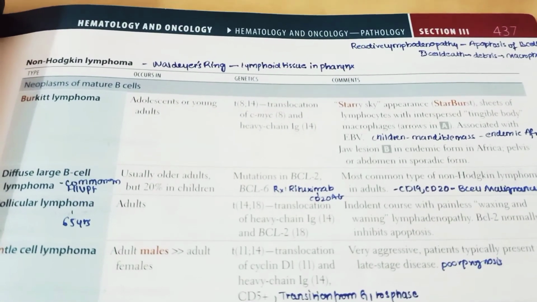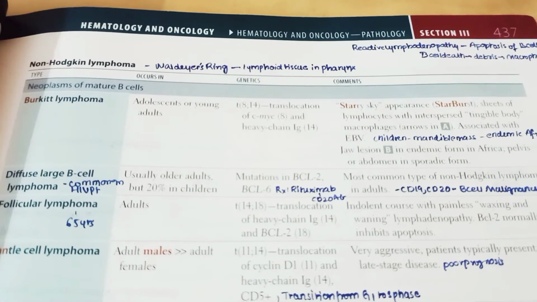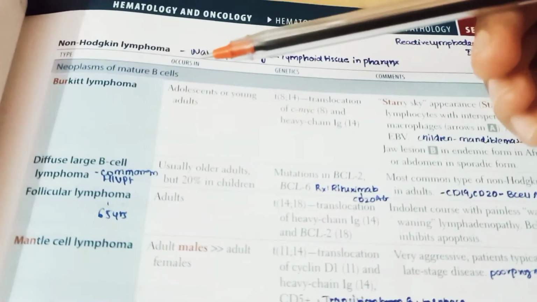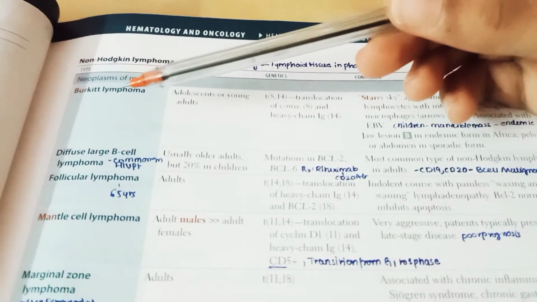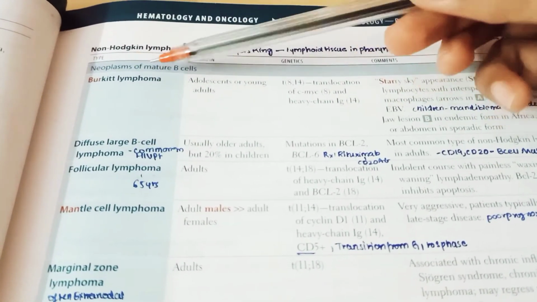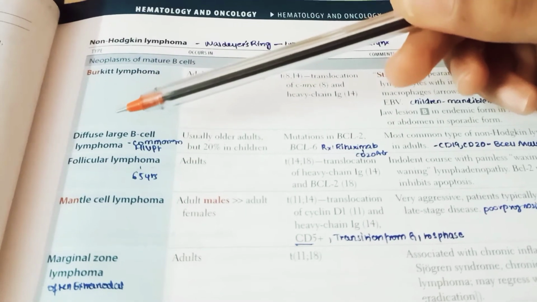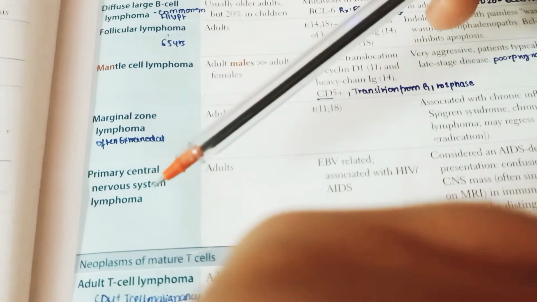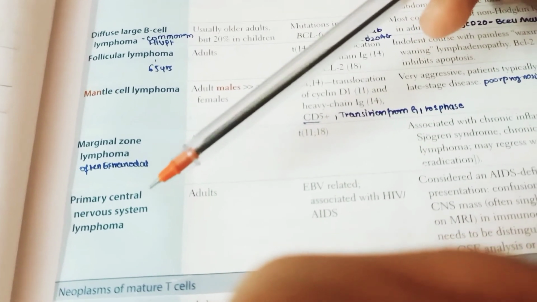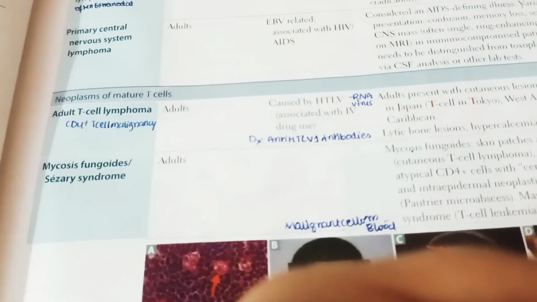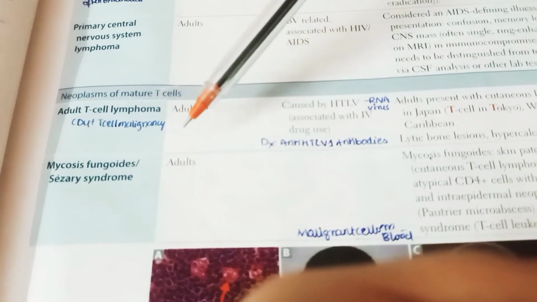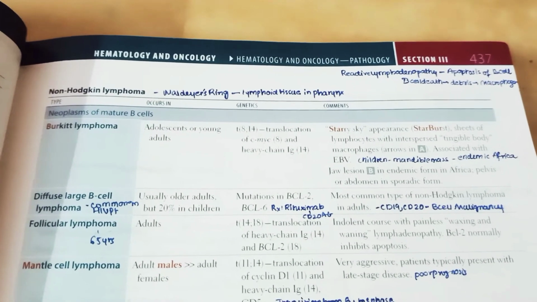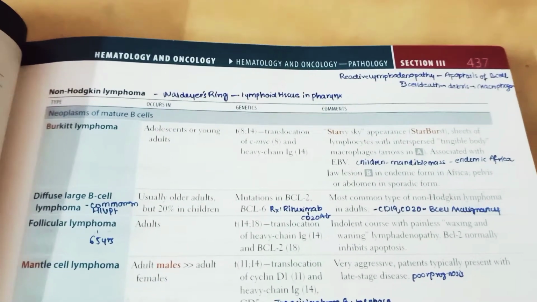Start with non-Hodgkin lymphoma. Non-Hodgkin lymphoma, if you remember, mostly affects the B cells, and it affects multiple lymph nodes, right? So it mainly affects B cells, but among the neoplasms of mature B cells are Burkitt lymphoma, diffuse large B cell lymphoma, follicular lymphoma, mantle cell lymphoma, marginal zone lymphoma, primary central nervous system lymphoma, and only two T cell ones, that is adult T cell lymphoma and mycosis fungoides.